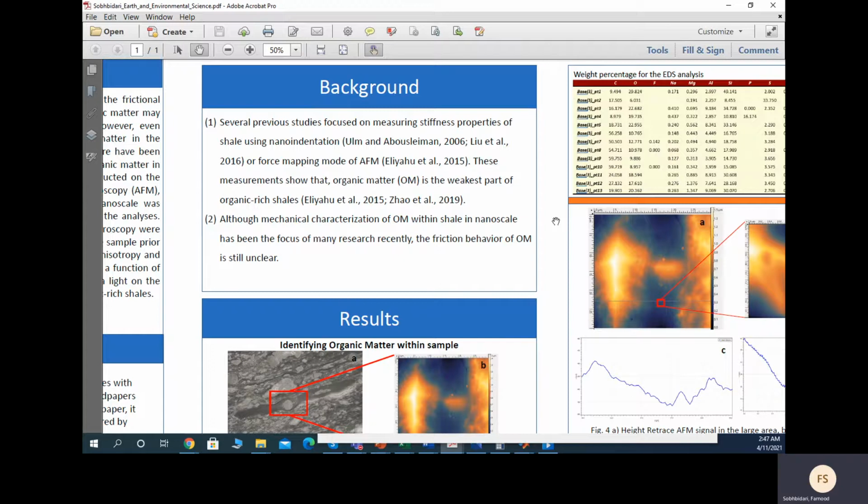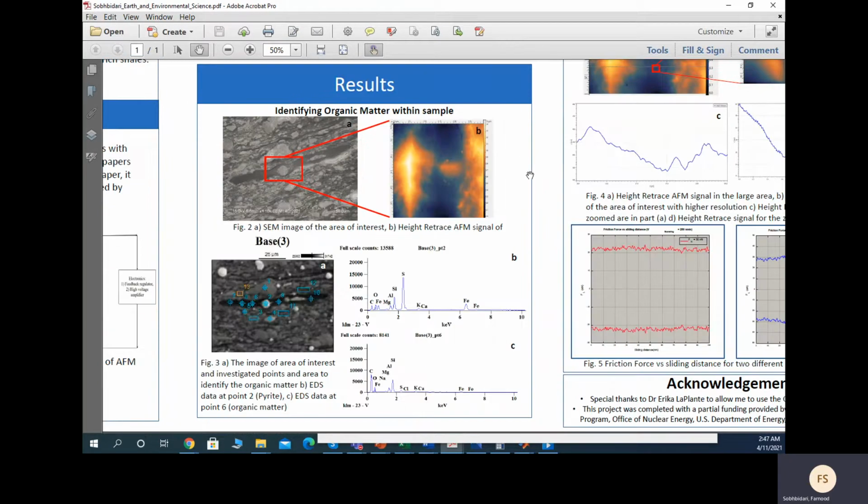Previously, many researchers worked on measuring the stiffness properties of shale using nanoindentation or AFM, and they found organic matter is the most compliant portion of organic-rich shales. But those researchers never worked on identifying the frictional properties of organic matter.